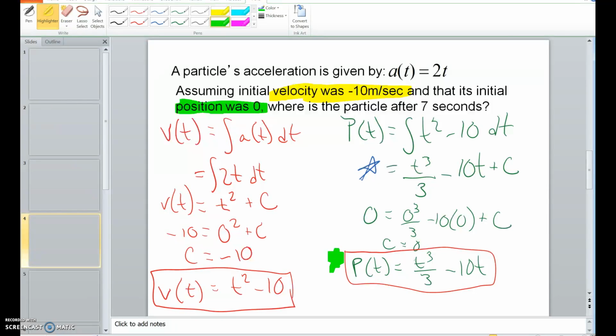And then to answer the question, where is the particle after 7 seconds? We just plug in 7 for t, and we can punch that in our calculator. Okay, p of 7 is 133/3 meters.